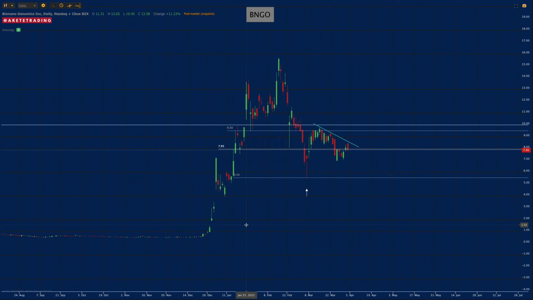But just look at that. It ran right to that line and just rejected. So maybe it needs to roll again and build before it pushes higher. But right now, BNGO is just not ready for prime time.